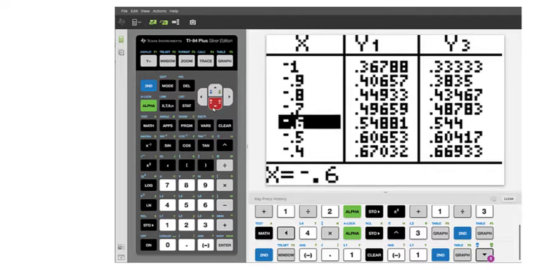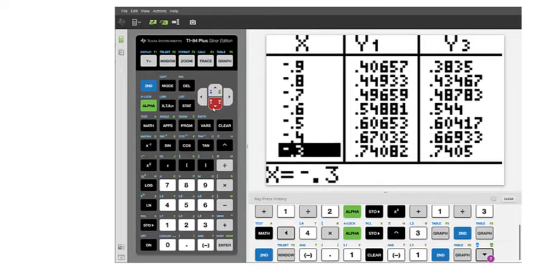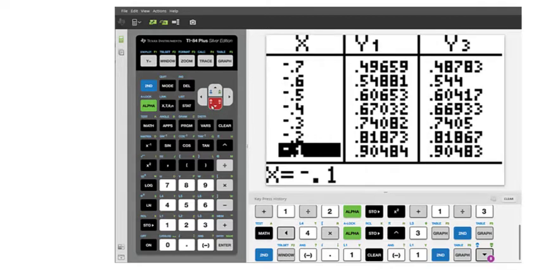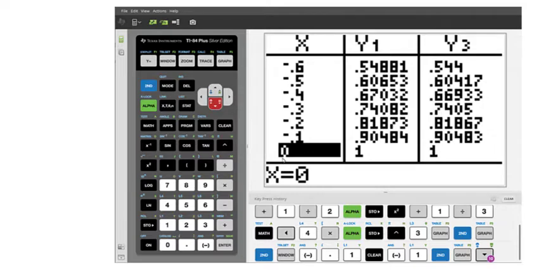The next value in my table, I'm going to use negative 0.2. And here my values are much closer together, 0.81873 and 0.81867. If I scroll down once more, 0.90484, 0.90483, so even closer. When I'm at 0, the values are the same, and that's the way I set up the polynomial, so that the values would be the same at 0.